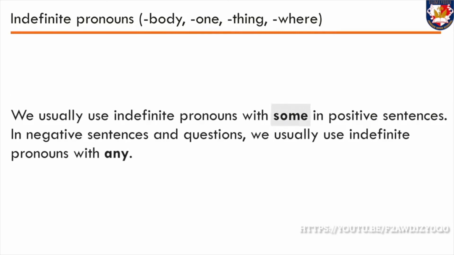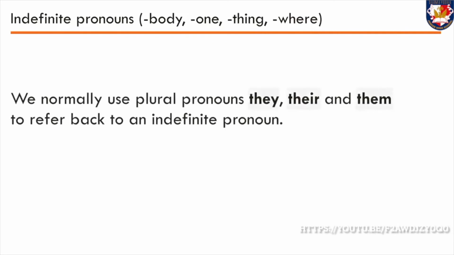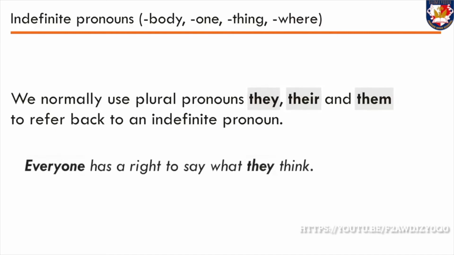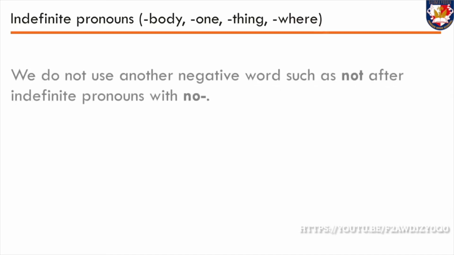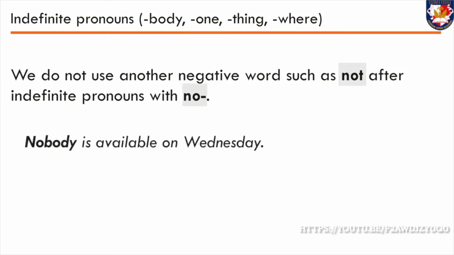We usually use indefinite pronouns with some in positive sentences. In negative sentences and questions, we usually use indefinite pronouns with any. We normally use plural pronouns like they, their, and them to refer back to an indefinite pronoun. Example, everyone has a right to say what they think. We do not use another negative word such as not after indefinite pronouns with no. For example, nobody is available on Wednesday.